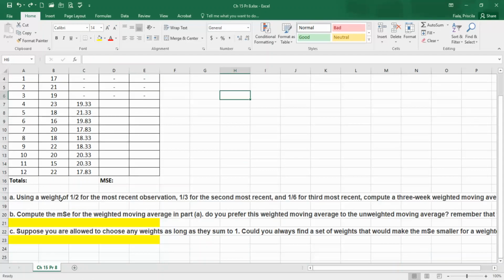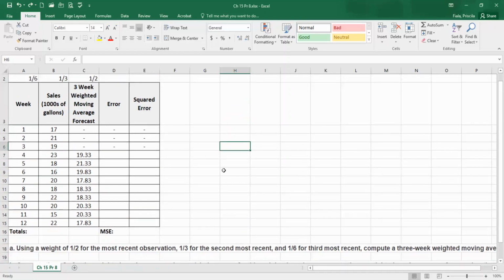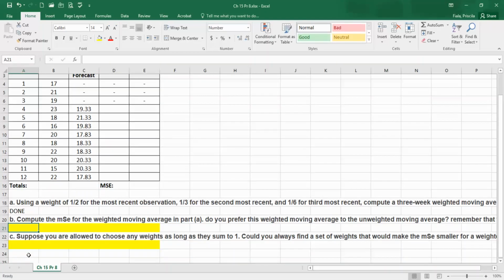You use the weight of half for the most recent, 1/3 for the second most recent, 1/6 for the third most recent, and you complete the 3-weighted moving average forecast. Okay, let's go ahead and calculate. Well, you could actually go ahead here and put done, something to that extent.